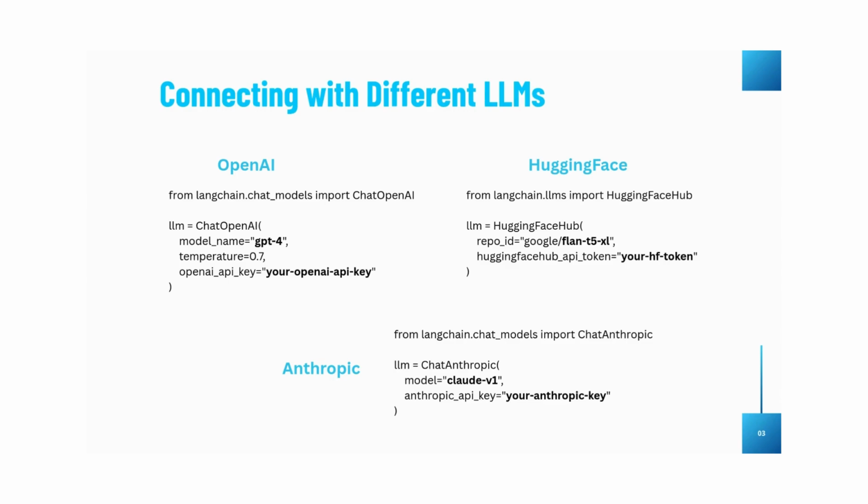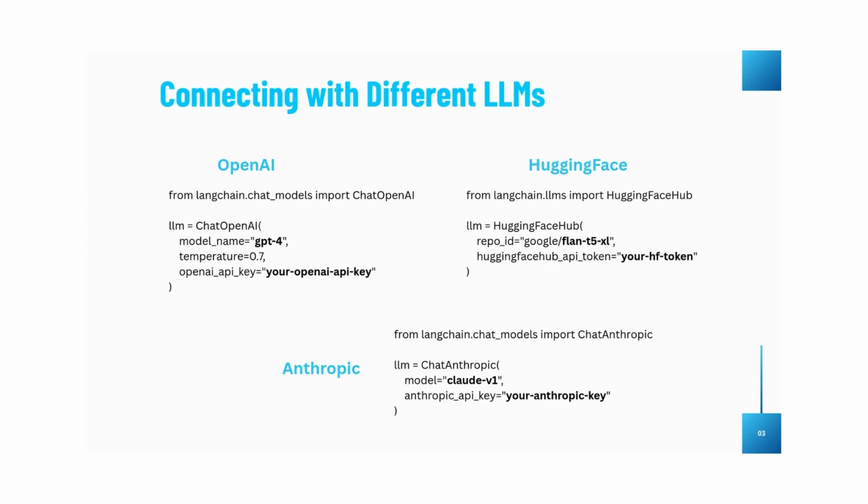In this video, we are diving into how to connect different large language model providers in LangChain, including OpenAI, Grok, Hugging Face, and Anthropic. Whether you are building a chatbot, an AI assistant, or a document analyzer, understanding how to integrate with multiple LLMs gives your app flexibility and power. Let's get started.